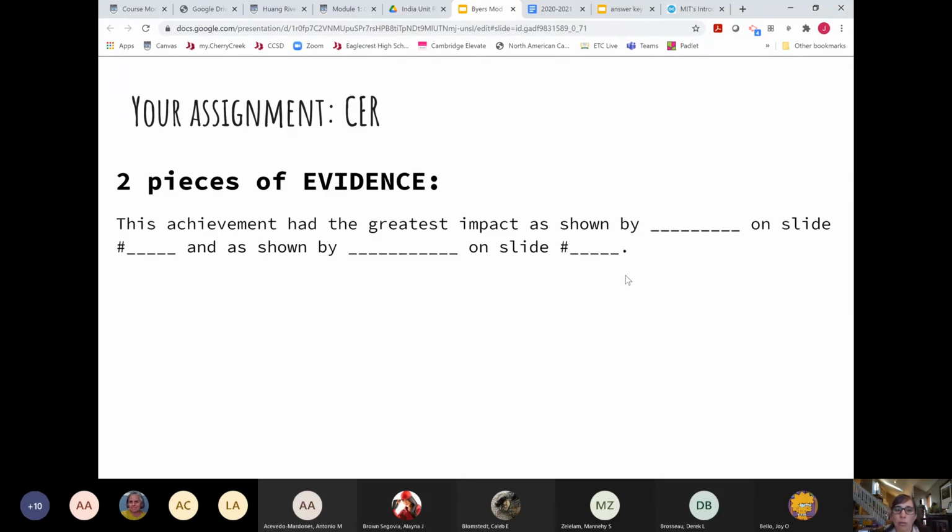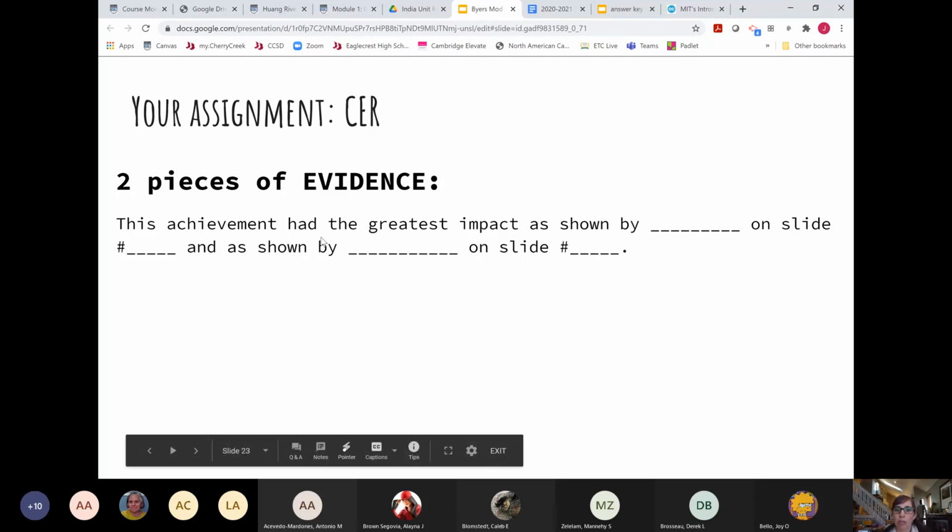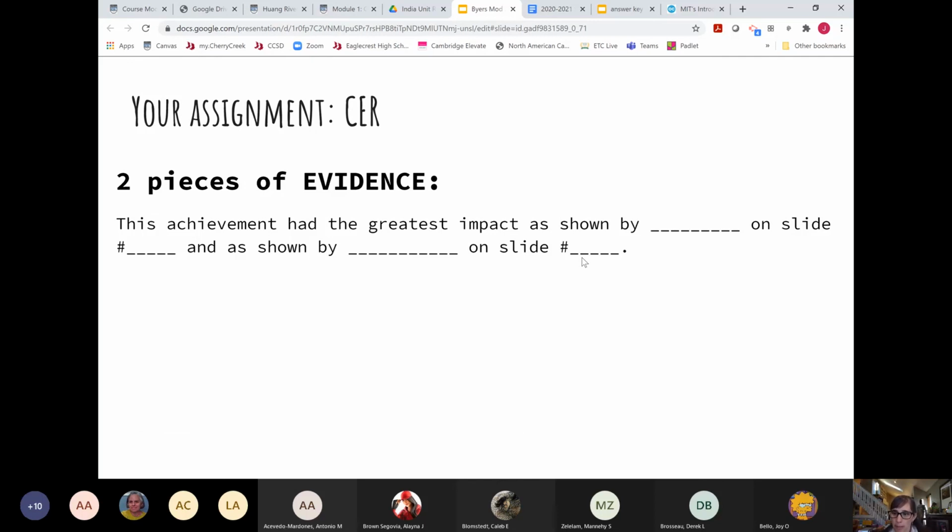Okay, so let's go to the evidence. This is where you'll need to go back to the slides probably. You'll choose two pieces of evidence that back up your claim. So, let's say that you chose medicine. Medicine is the most important achievement. And then you're going to say, as shown by, and then give me a quote or explain in detail what you learned on slide number blank. And you need two of those: as shown by, and another detail or quote on slide number blank.